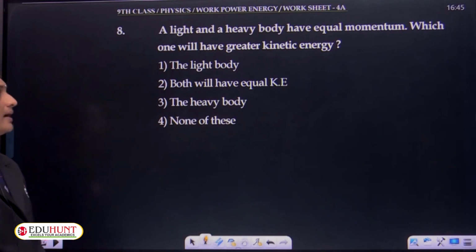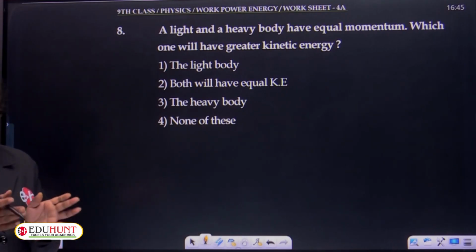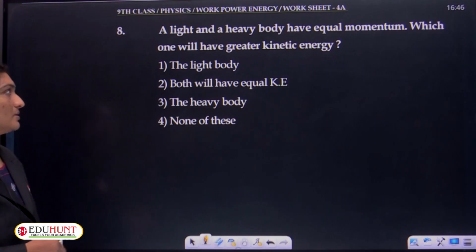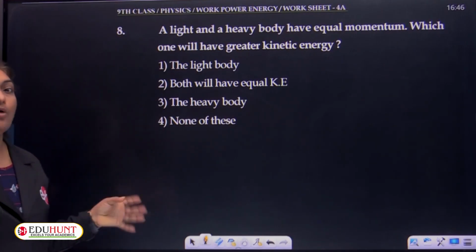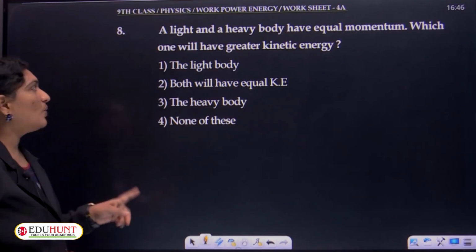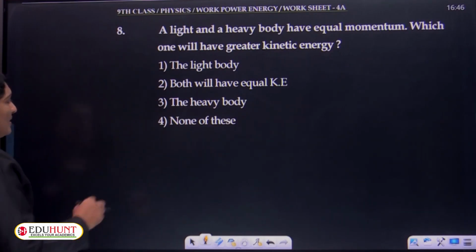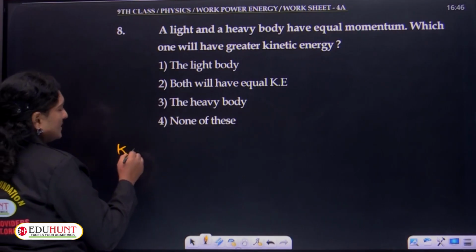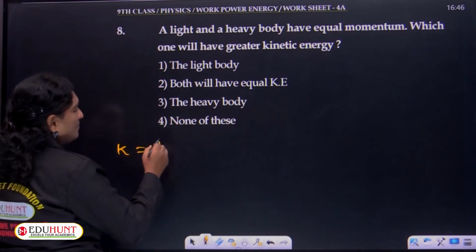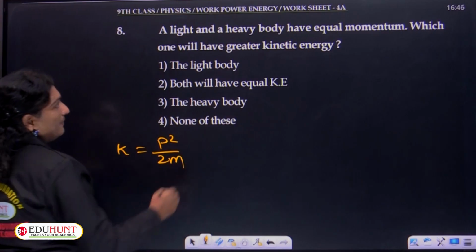A light and a heavy body, light with lesser mass, heavy with larger mass, have equal momentum. Now momentum is equal. Which one will have greater kinetic energy? So what is the formula for kinetic energy, children? We know that kinetic energy KE equals P square by 2m.